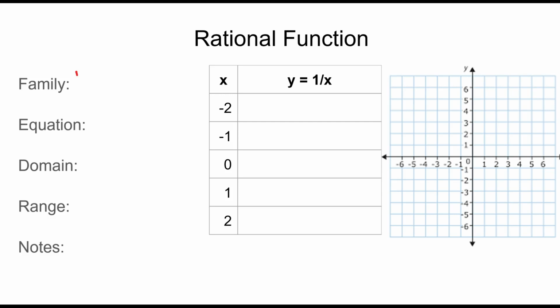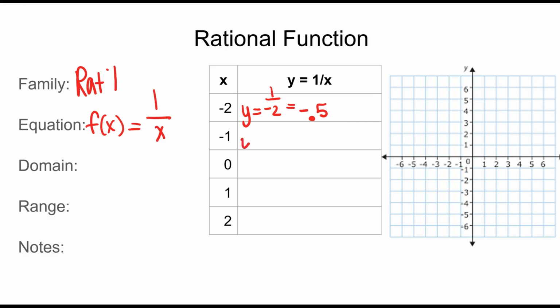So for rational functions, the family name is rational function. Its equation is f of x equals 1 over x. All right, now these are going to get pretty interesting. So we'll plug it in. We get y equals 1 over -2. So that's -0.5. Y equals 1 over -1. We get -1. Y equals 1 over 0. When you type that into your calculator, you do not get 0. A common mistake is to write 0. You get error. That means it does not exist here.